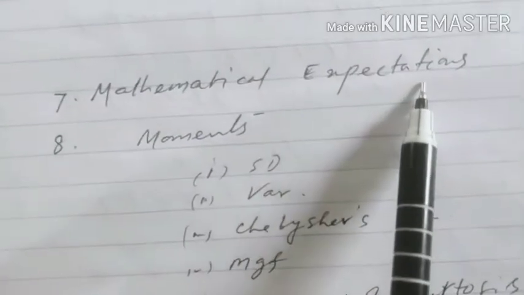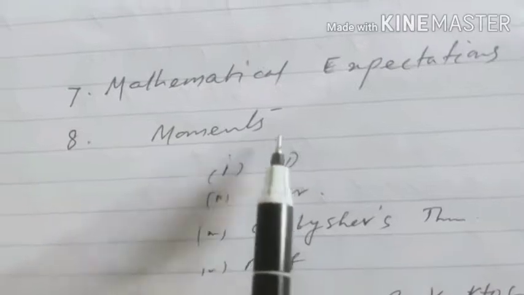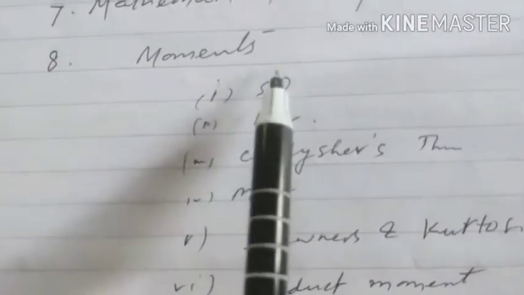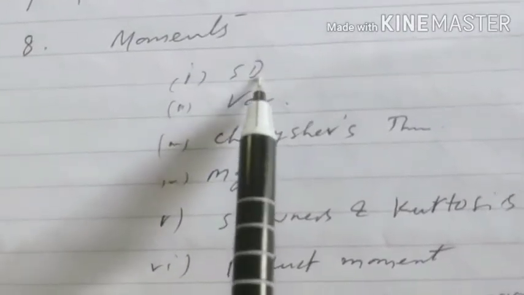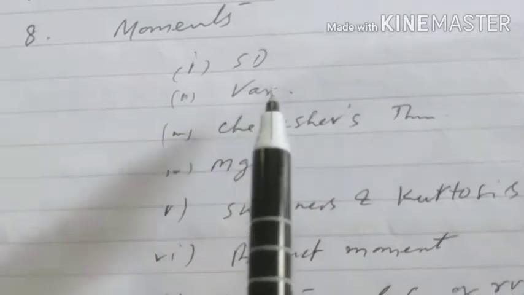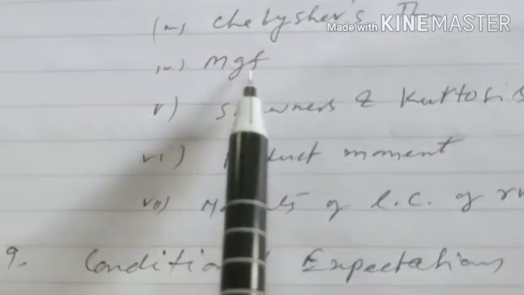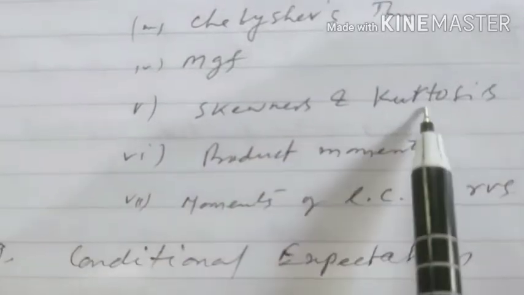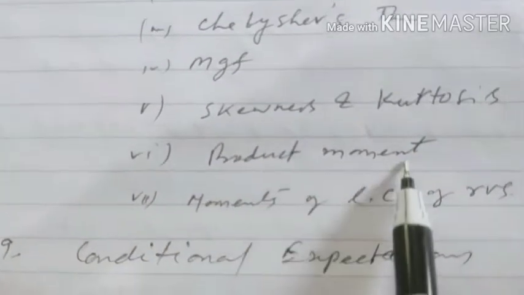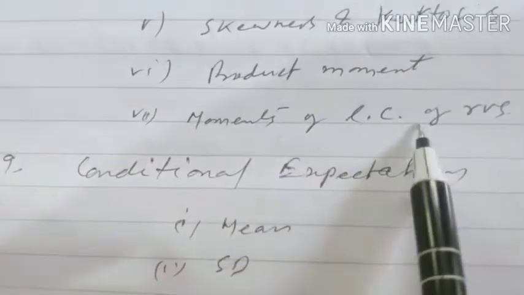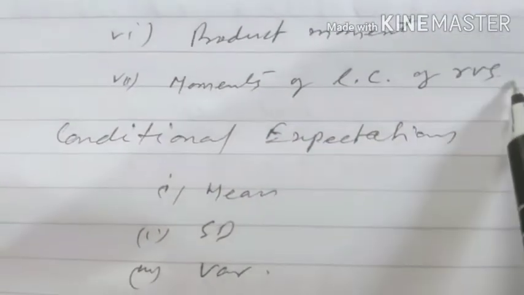Mathematical expectations. Next is moments. Moments, different ways we have to find the standard deviation, variance, Chebyshev's theorem, marginal moment generating function, skewness and kurtosis, product moment, moments of linear combination of random variables, etc. Next is conditional expectations. We have to find the mean, standard deviation, variance, and so on.